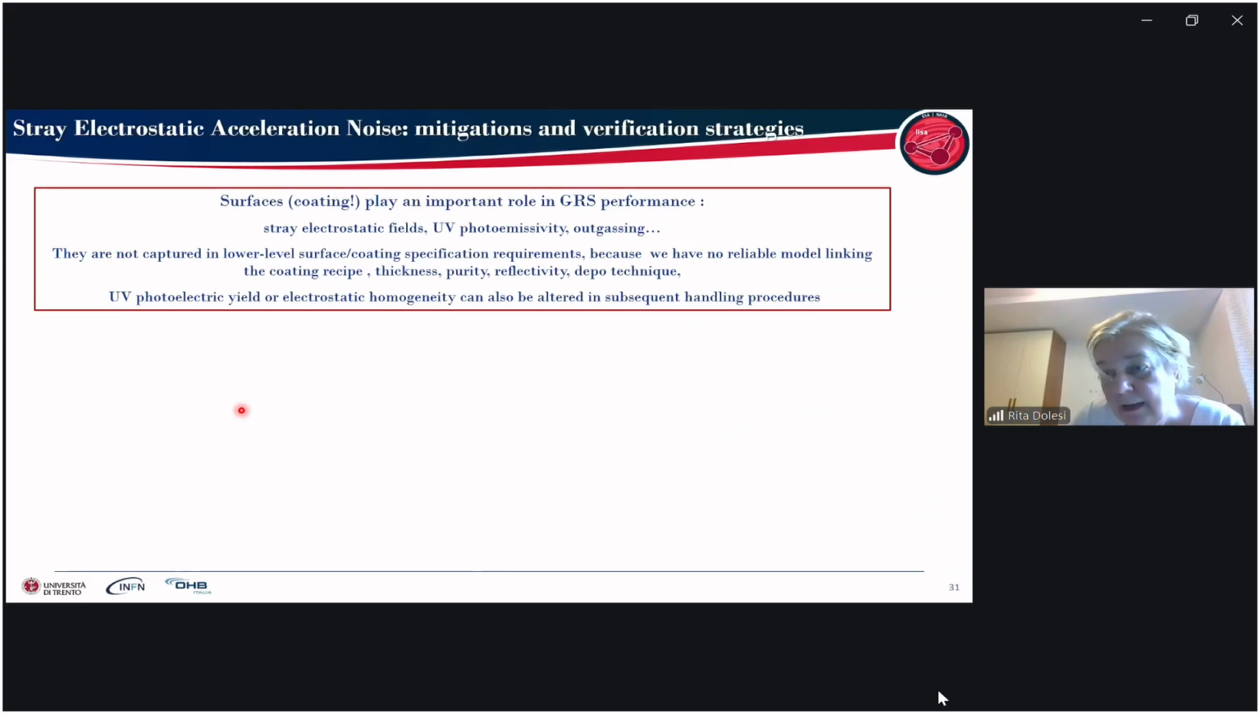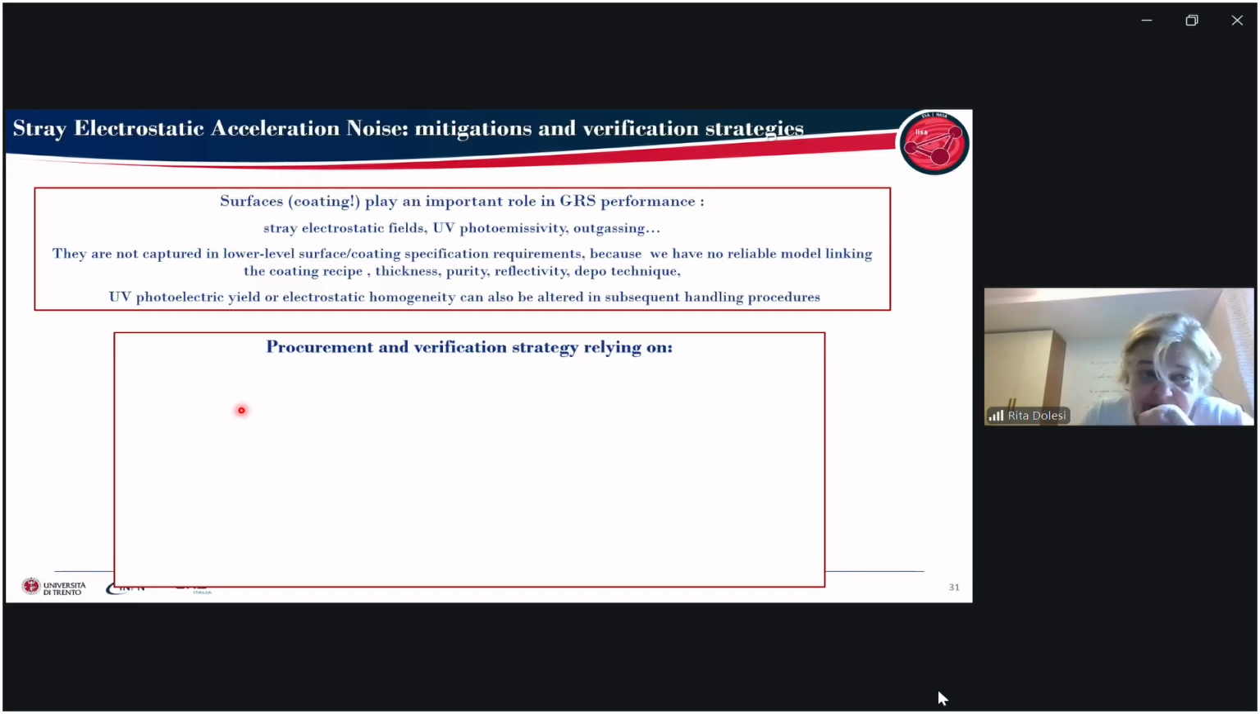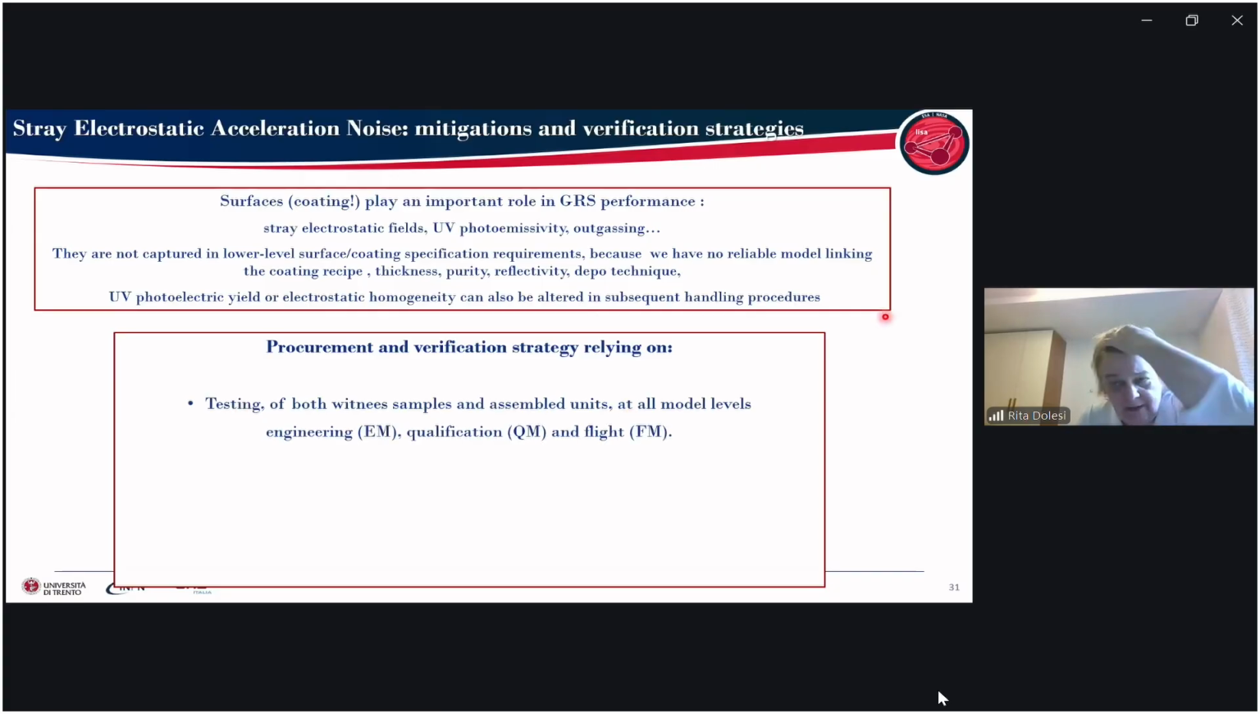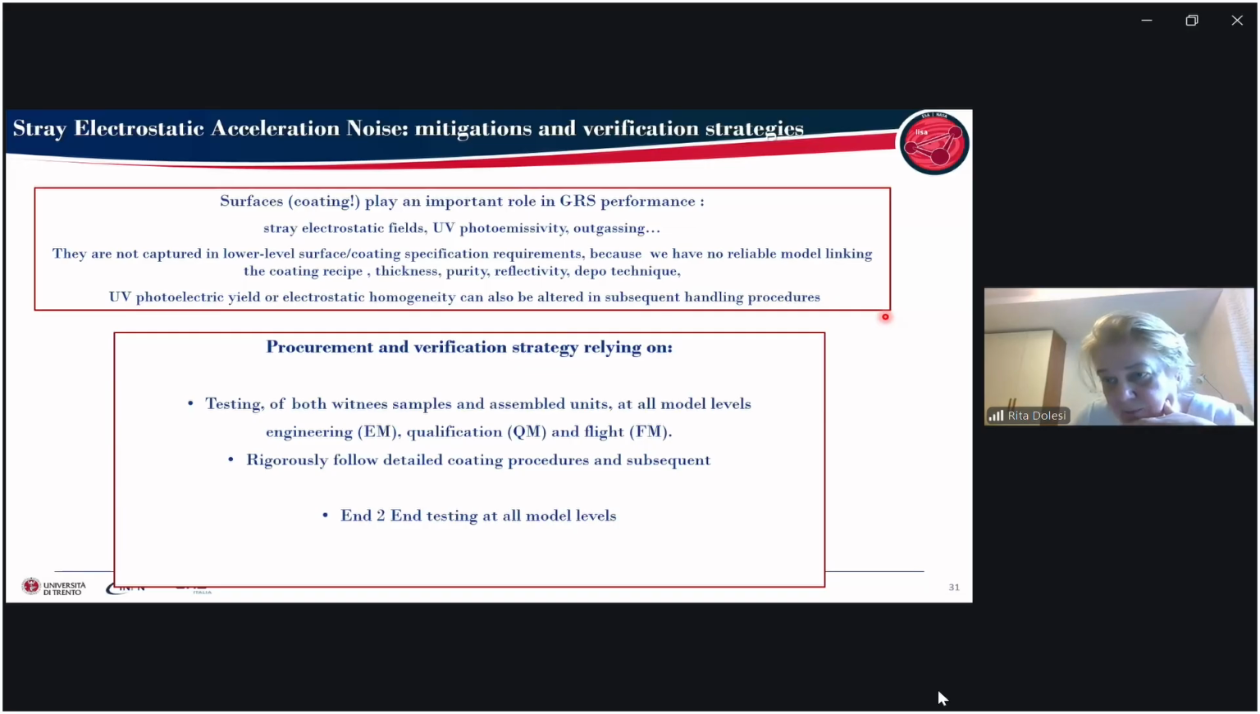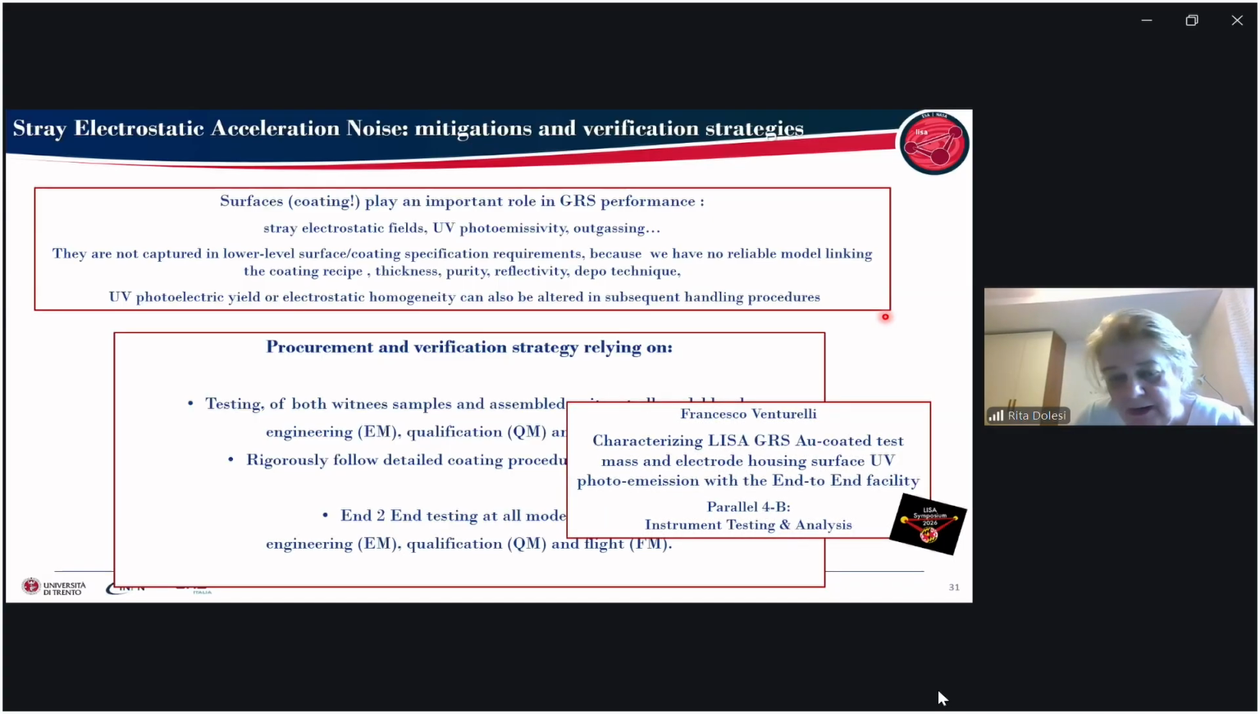Surface coating and properties of the surfaces play a very important role. We don't have a clear model that guarantees this performance based on coating received, or thickness, or purity, or reflectivity of these surfaces. So we have to rely on a very strict procurement and verification strategy that basically requires testing all the surfaces that will be coated with little samples, to have a very repeatable coating recipe and also the subsequent history of these pieces. And we are preparing an end-to-end testing at all model levels, and this will be described by Francesco Venturelli.